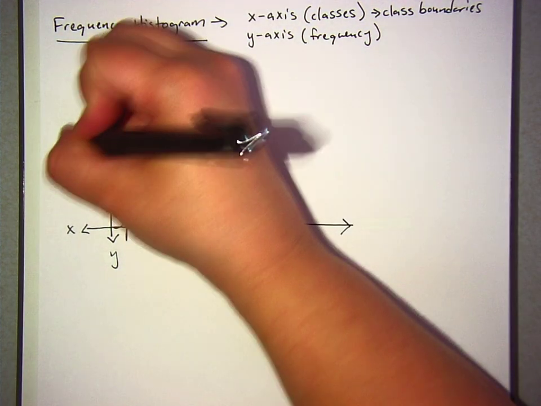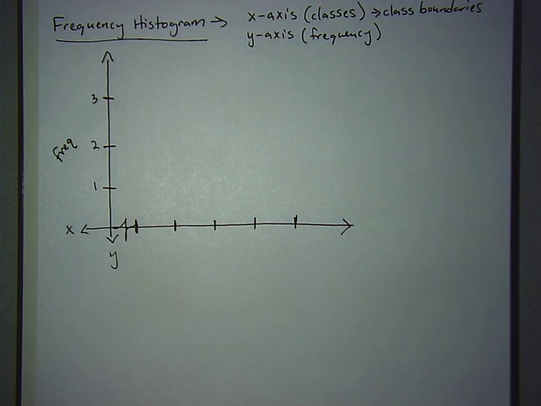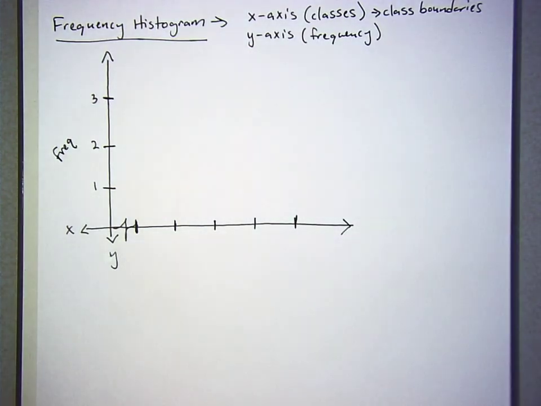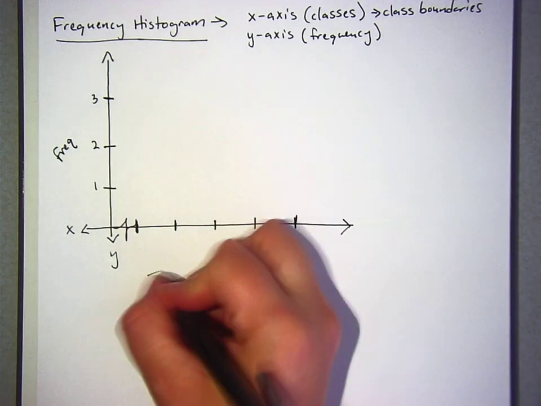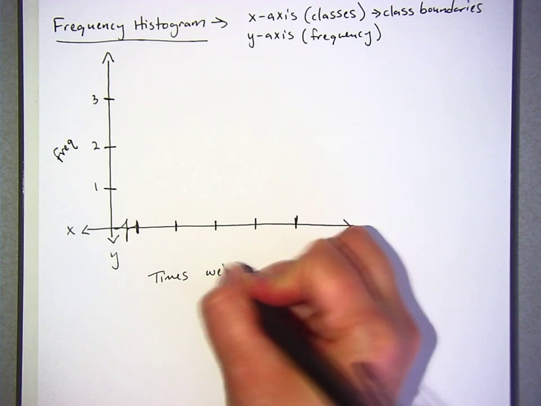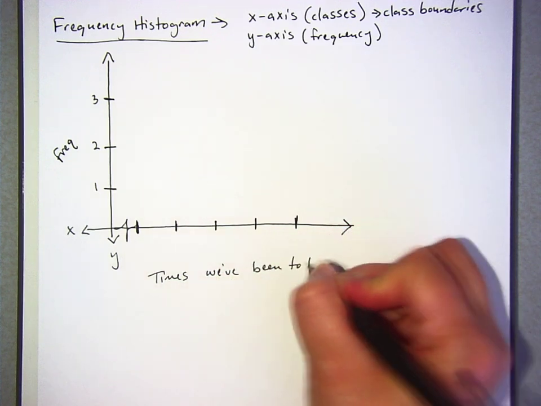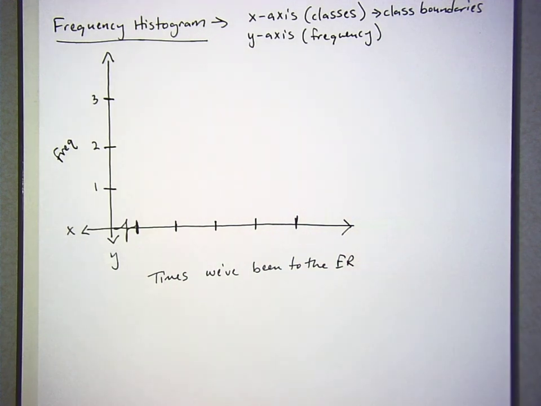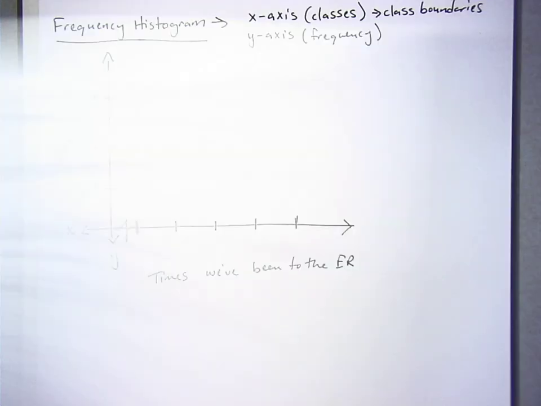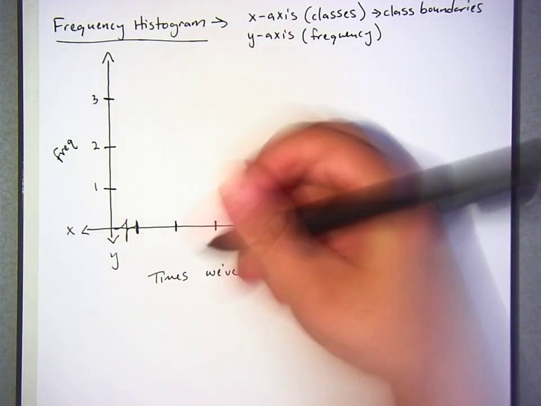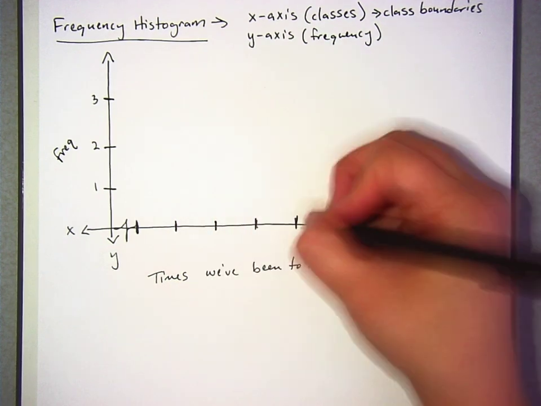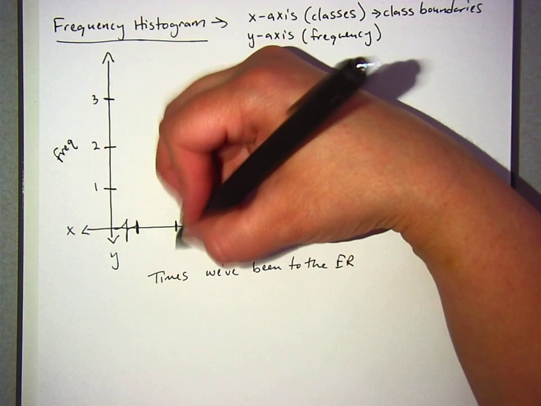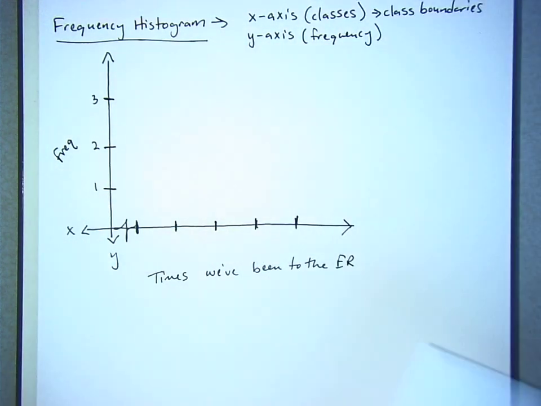You always label your graphs. This side says frequency. And down here, underneath classes, I'm going to write times we've been to the ER. Now, here's why you can't just write underneath this column like 1 to 5: in AP Stats, they want these numbers right on the dash, right on the dot here. So the question is, what goes there?